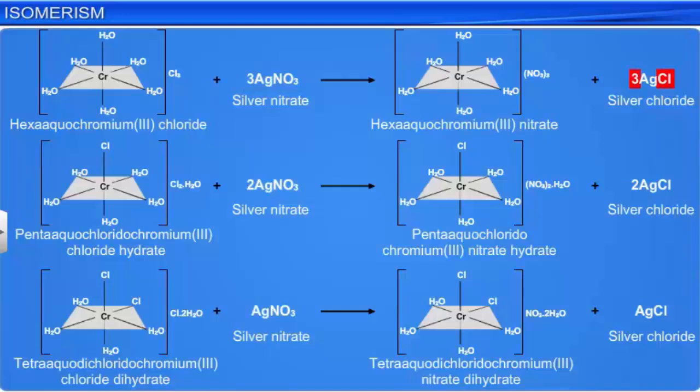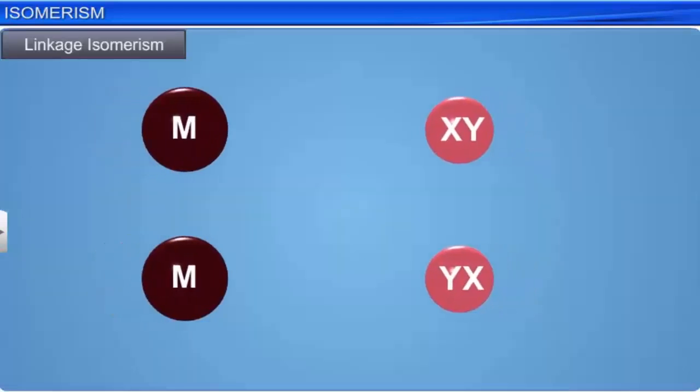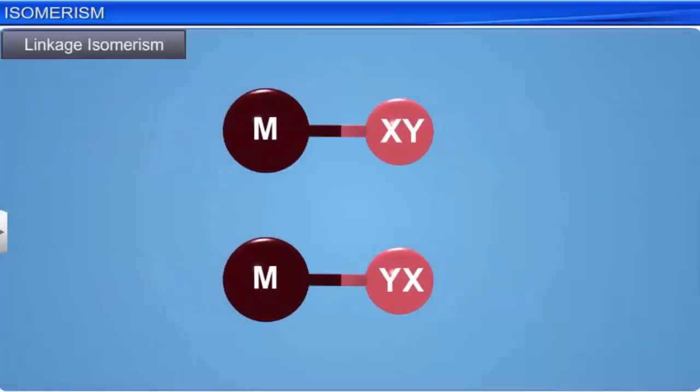The other type of structural isomerism is linkage isomerism. Linkage isomerism arises when a ligand can bind to a metal ion through any one of 2 or more different donor atoms. Thus, this type of isomerism is seen in the coordination compounds that have ambidentate ligands.